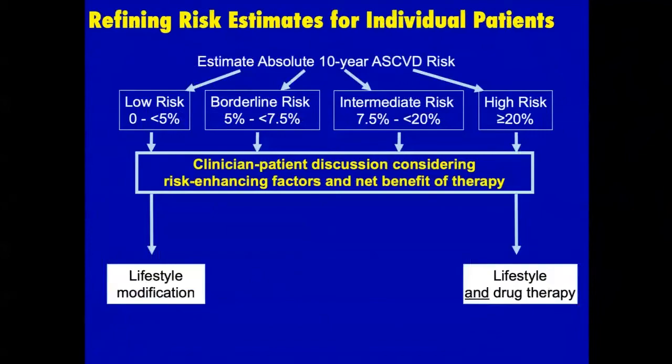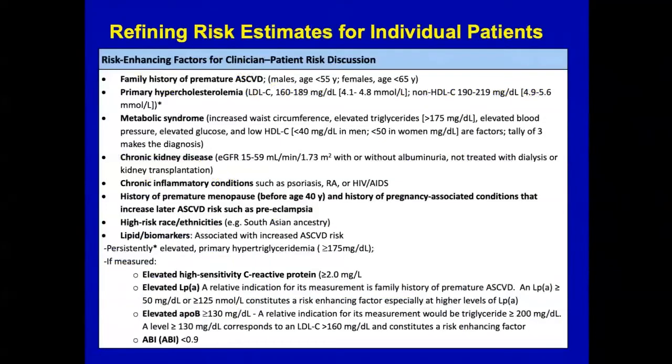And what would those things be? And this is where these guidelines are an enhancement. We're talking about a concept of risk enhancers. This is how you refine risk at an individual patient level. When you do a 10-year risk, and you can Google it now, pooled cohort equation or ACC/AHA risk calculator, you will see that family history is not a variable.